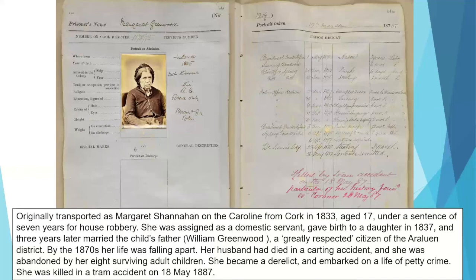So Margaret was originally transported as Margaret Shanahan in 1833 under a sentence of house robbery. She was assigned as a domestic servant. She had a daughter in 1837 and then married William Greenwood, who was the child's father. And he was a greatly respected citizen in Araluen. But by the 1870s, her life was falling apart. The husband had died. She was abandoned by her children and became a derelict and embarked on a life of petty crime. And she was killed, as we can see in the record here, in 1887 by a tram. Very sad.